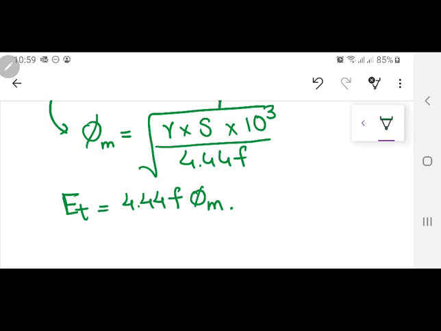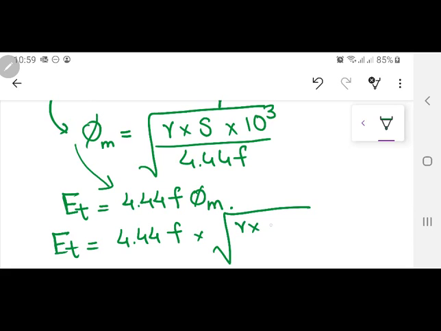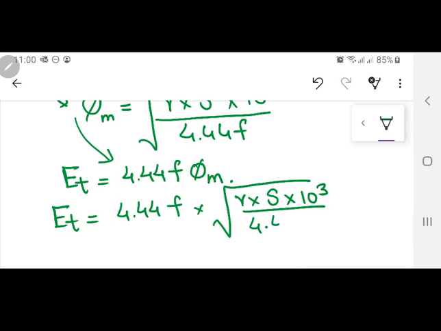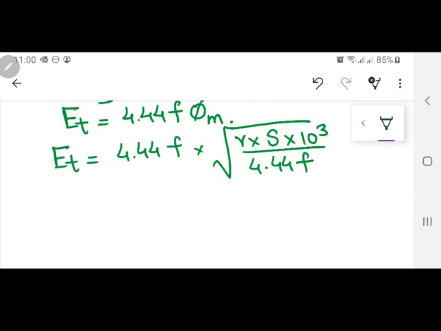What was ET? Volts per turn. If here it was simple E, it would be 4.44 F phi into N. It's not N, it is just ET, so there is no N. So if I put this phi m in this equation, I will have ET equal to 4.44 F into this whole term, R cross S into 10 raised to power 3 divided by 4.44 F. Now you can see this is with the square under root.